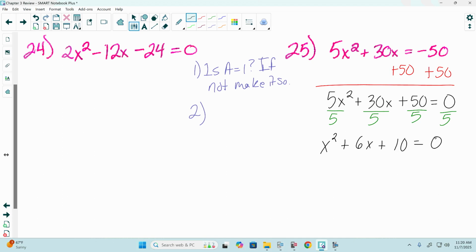But since it's not 1, we have to divide everything by 5, because we've got to make it be 1. If it is already 1, we don't have to do anything. We can just move on to step 2.